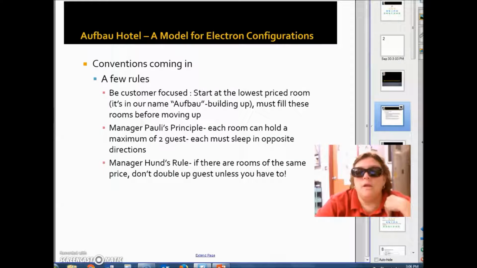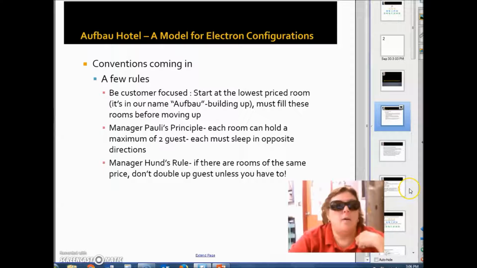In order to learn this model, we are going to go visit the Aufbau Hotel. The Aufbau Hotel is a convention hotel. We have a few rules. It's customer focused, meaning we start at the lowest room price and build up. So if you've got a cheaper room available, your guest goes there. Manager Polly says each room can have 2 electrons. If you have more than 2, not going to happen. So if you've got 2, you're full.